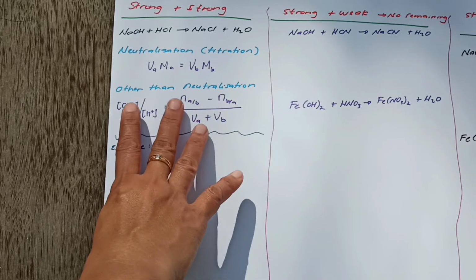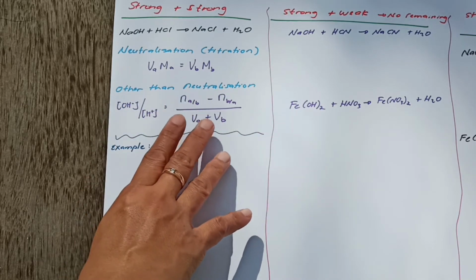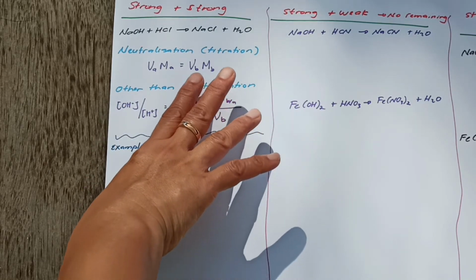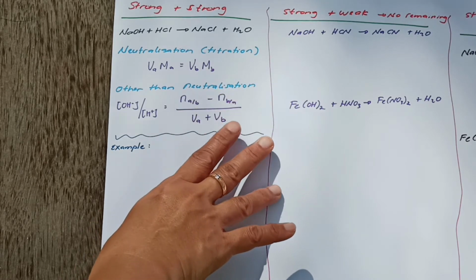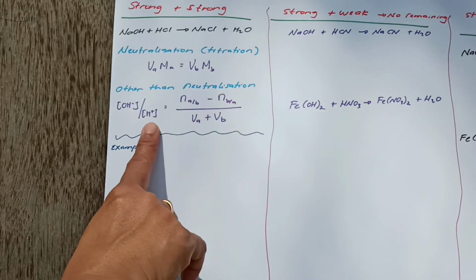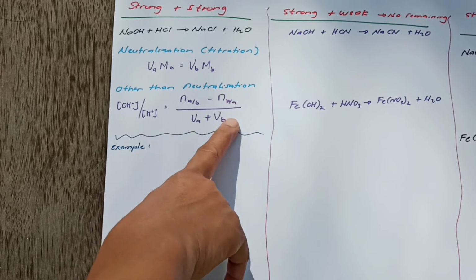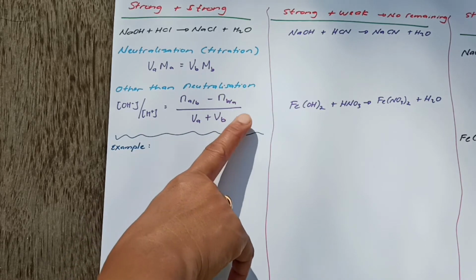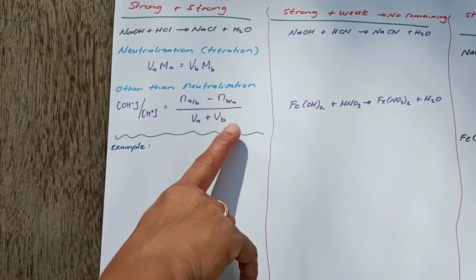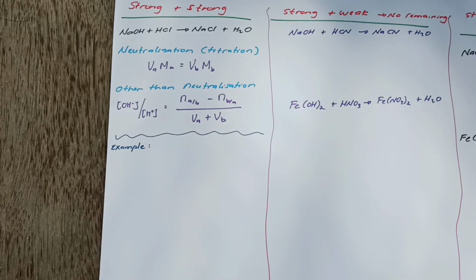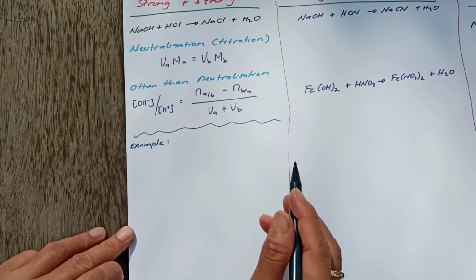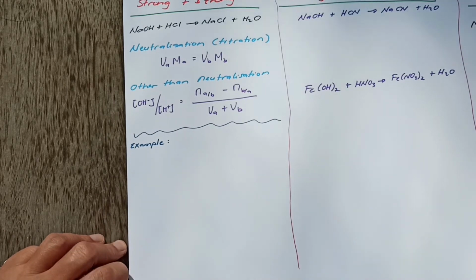Other than neutralization, you need to figure out the moles. Which one is bigger? If the bigger one is acid, then it's going to be H plus. If the bigger mole is base, then it's going to be OH minus. Now, here's a simple example.